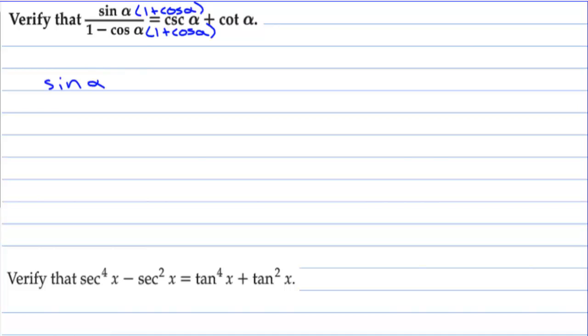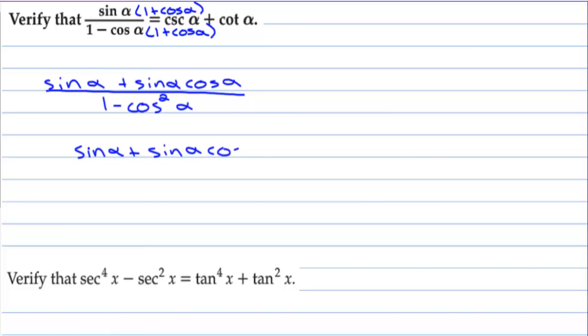Let's multiply. Let's FOIL through. Sine plus sine cosine over, the bottom becomes 1 minus cosine squared alpha. Difference of 2 squares, when you FOIL them together, the positive and the minus, they'll cancel out. Then we have sine of alpha plus sine of alpha cosine of alpha over, now we have sine squared. Now I'm going to look where I'm headed. I'm headed for cosecant plus cotangent. That's where I want to go.